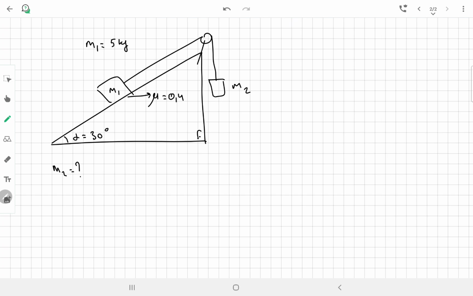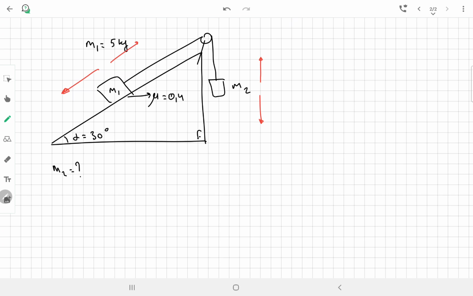This is the question. So minimum value for M2 is when the system will start its motion in this direction, or let's say M2 will start moving upward. So at what minimum value second object will go upward, and this will be minimum value. Maximum value we can find when it will start moving downward, second object.